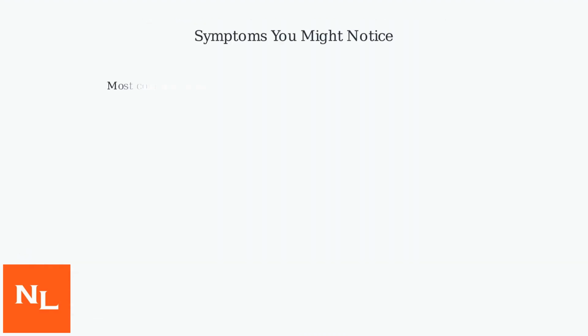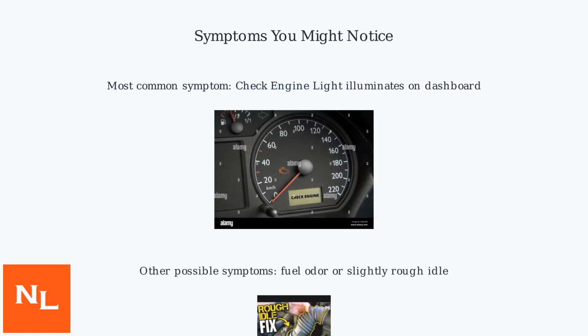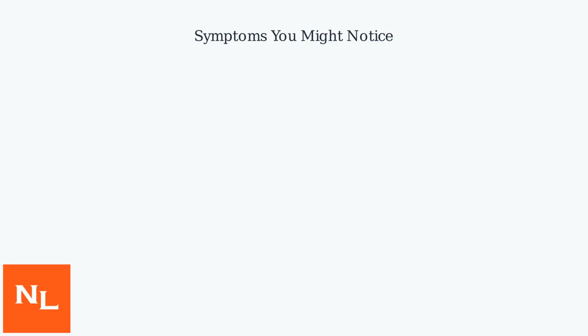The most common symptom of a P0442 code is the check engine light illuminating on your dashboard. You might also notice a fuel odor or a slightly rough idle, but often there are no noticeable drivability issues. Note that a P0442 code doesn't directly affect vehicle safety, but it can cause you to fail an emissions test.